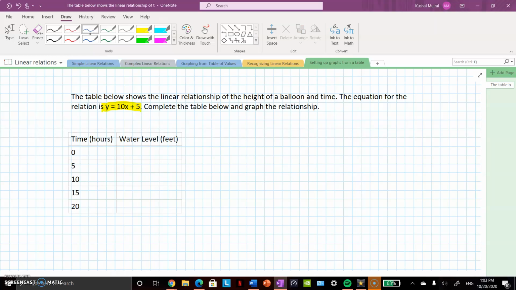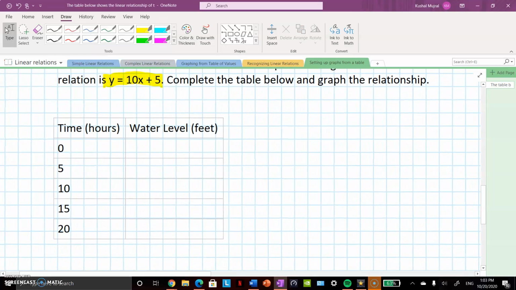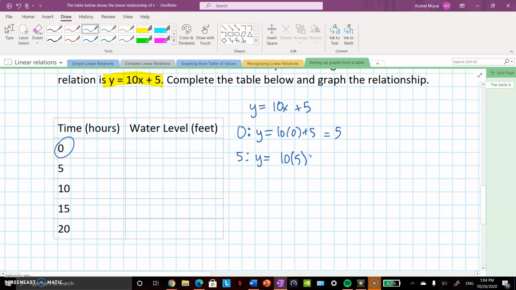Okay, so if you remember from plugging in values into an equation, we start with the equation y equals 10x plus 5. And we're going to plug in 0. So for 0, y equals 10 times 0 plus 5, which is just 5. For 5, we have y equals 10 times 5 plus 5, which is 55.